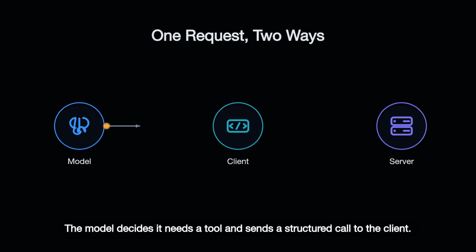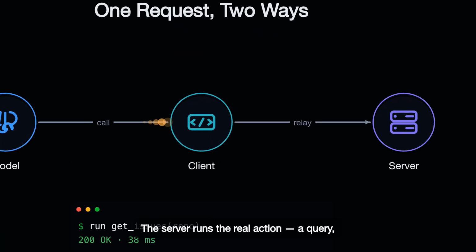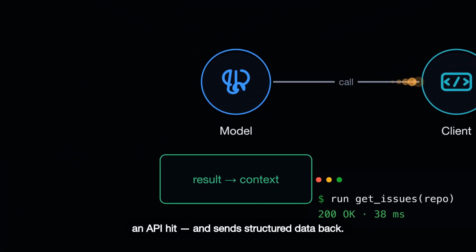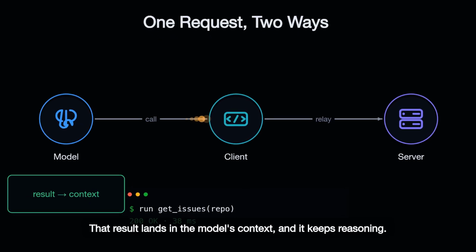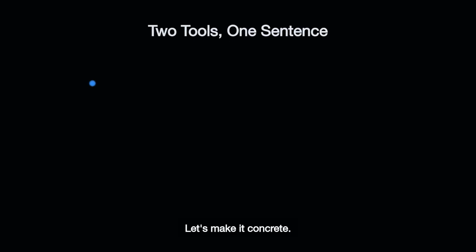Now watch a single request travel. The model decides it needs a tool and sends a structured call to the client. The client relays it to the server. The server runs the real action, a query, an API hit, and sends structured data back. That result lands in the model's context, and it keeps reasoning. Clean, predictable, two-way.